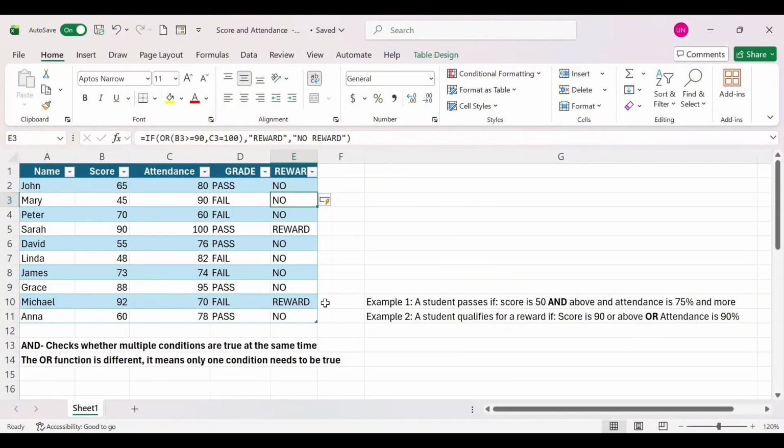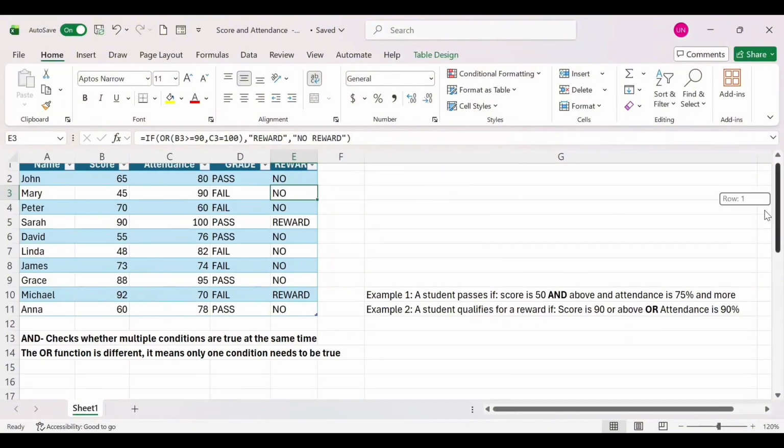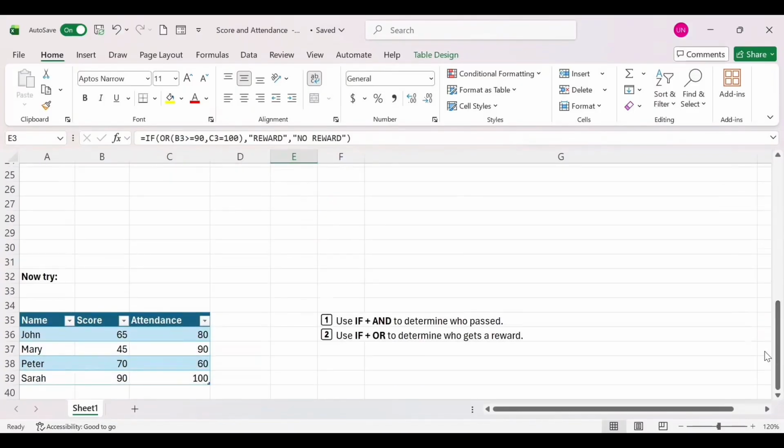Now I want us to quickly type this. Just pause this video. I want us to try this. Just build a small table. It will help your data entry skill. Name, score, attendance. Write John, Mary, Peter, Sarah. Write this score, write this attendance. So what I want us to do is use if plus and to determine who passed. Use if plus or to determine who gets a reward. If you're stuck, please comment stuck and I will definitely help you out.